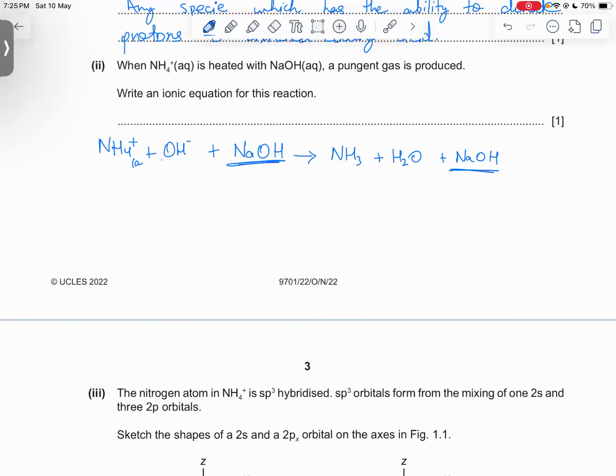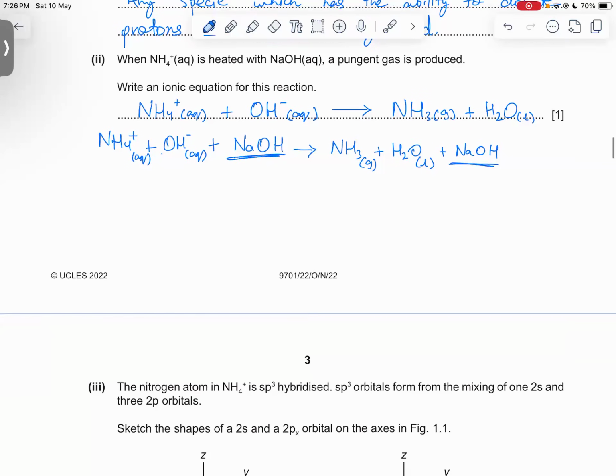All right, and they are both aqueous, and this is a gas and this is a liquid. States are changing, so we are writing the states on the basis of change of state. So we will write NH4 plus aqueous plus OH minus aqueous gives NH3 gas plus H2O liquid. All right, this is the whole equation that you have to write.